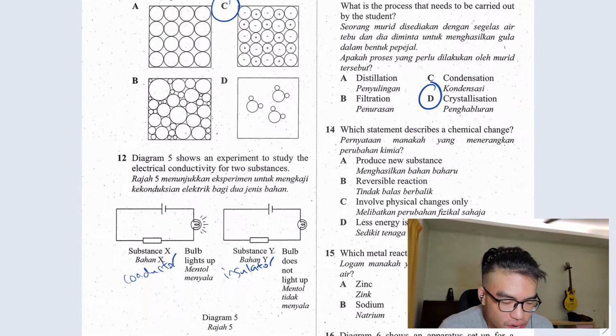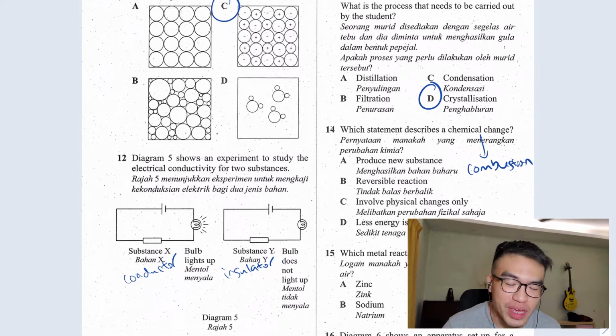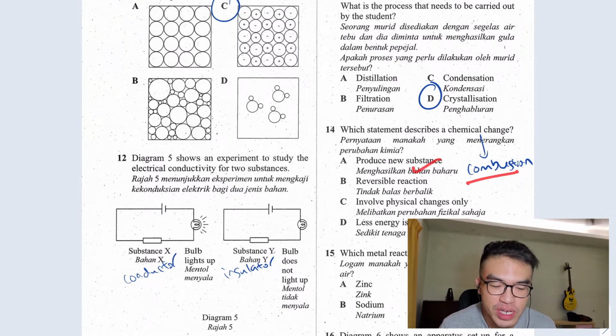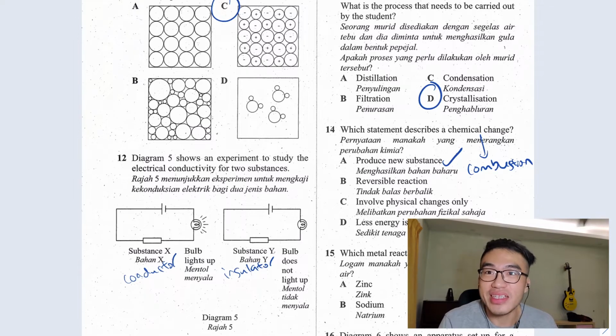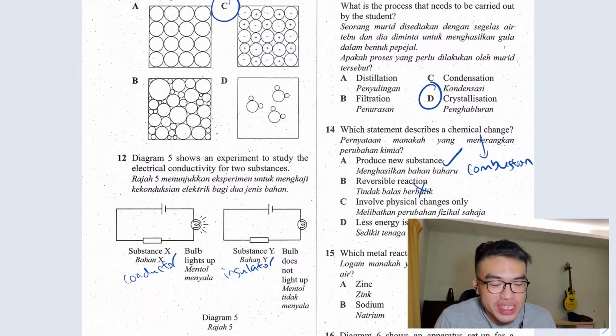Question 14. Which statement describes a chemical change? Chemical change is something like combustion. So combustion is burning. This would make the question much clearer. So combustion, does it produce a new substance? I believe yes, because when you burn a paper, it turns into carbon, or carbon dioxide, or water. For B, is it reversible? I believe not. You cannot unburn a paper. For C, is it only physical change? Of course, this is chemical change.